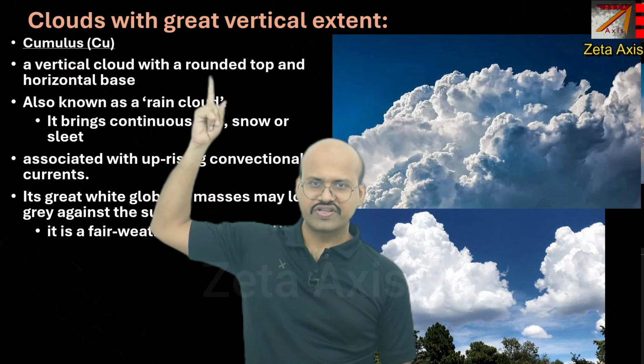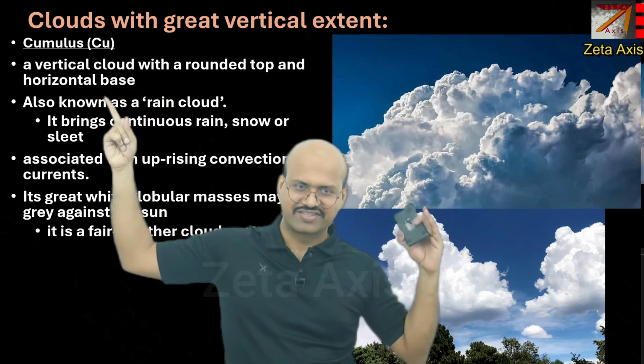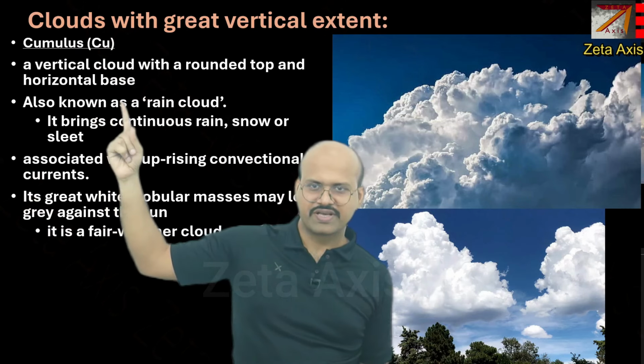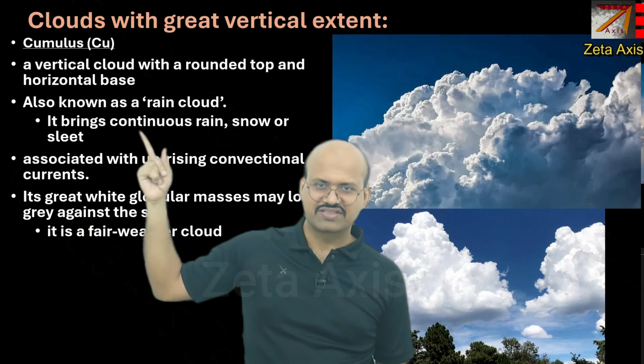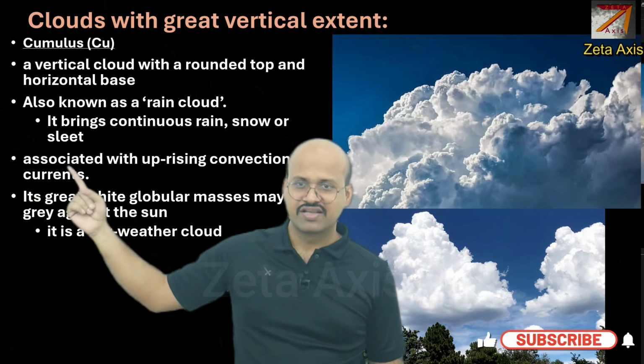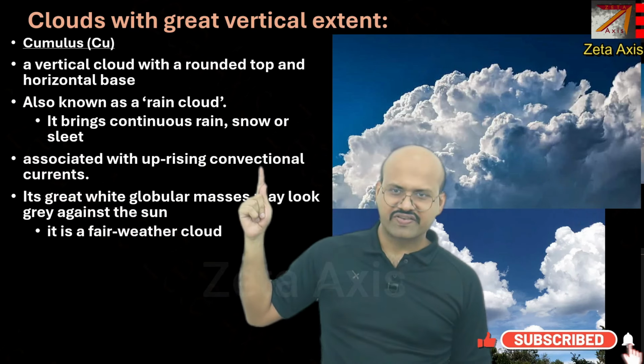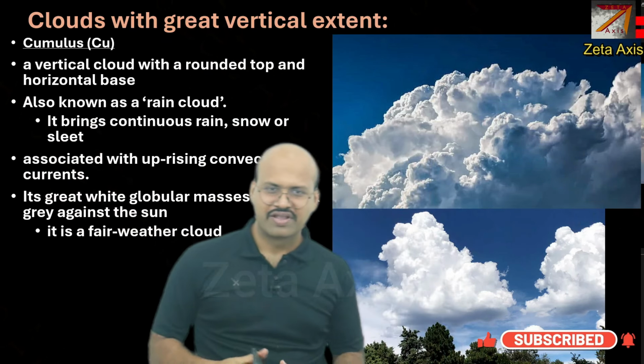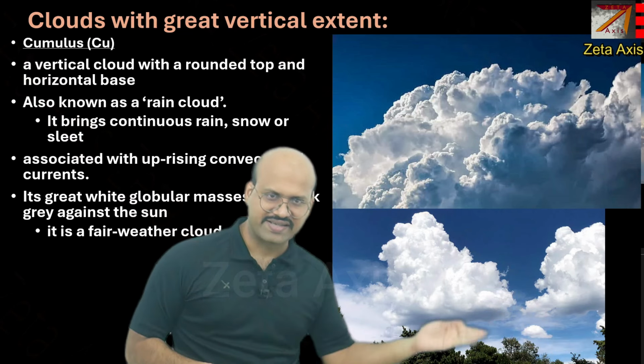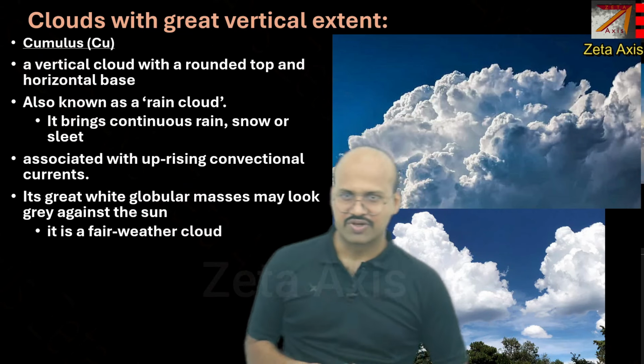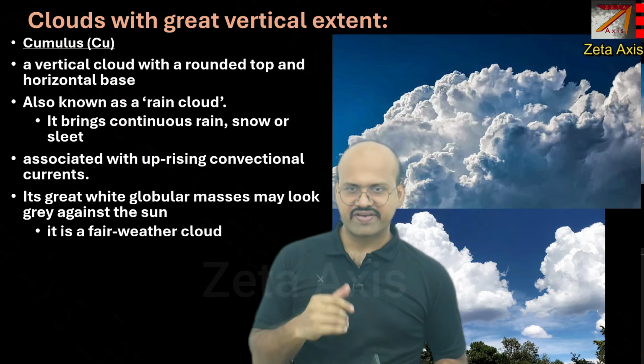A vertical cloud with rounded top and horizontal base. Here is the rounded top and there is this horizontal base. It brings continuous rain, snow or sleet associated with uprising convectional currents. So we know that when there are convectional currents, the air rises and forms these types of clouds. Cumulus clouds generally indicate convection.